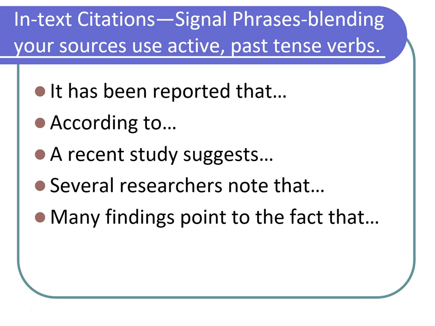So, in-text citations: signal phrases that blend your sources, use active and past tense verbs. Well, what does that mean? It means that I'm going to try to help you start off with how to start your sentence, if you will, to include those citations.